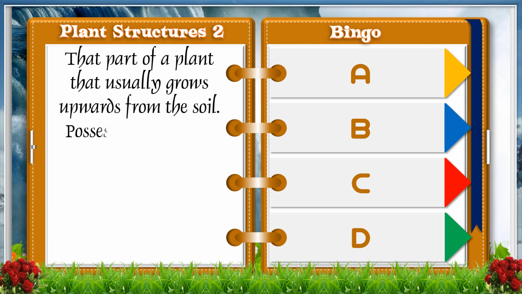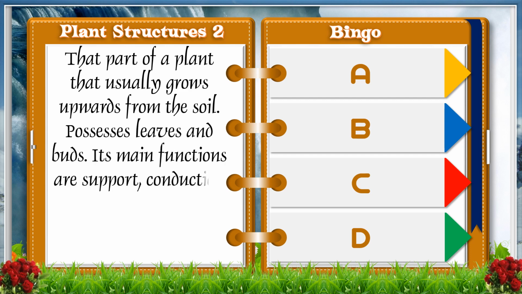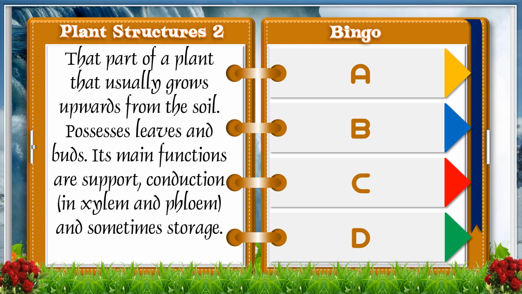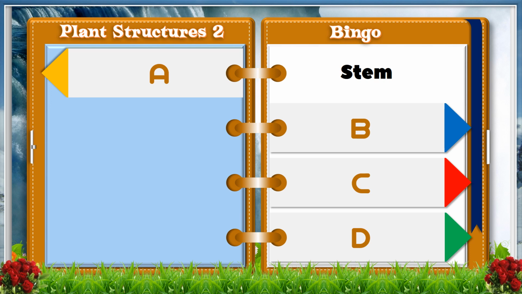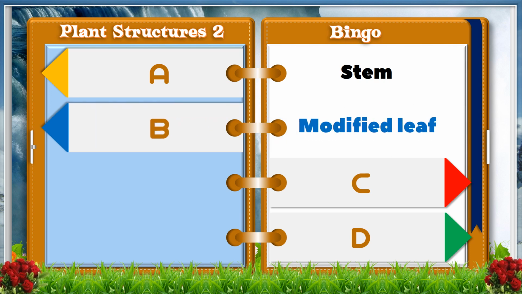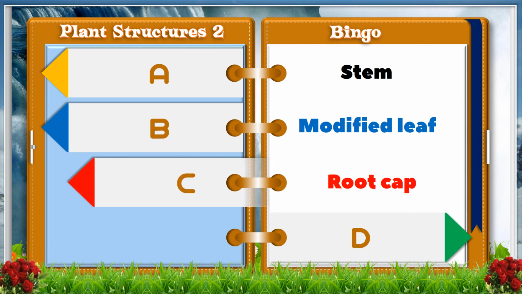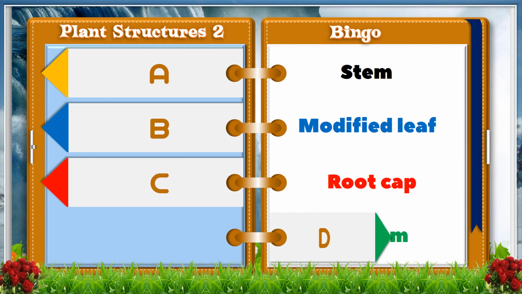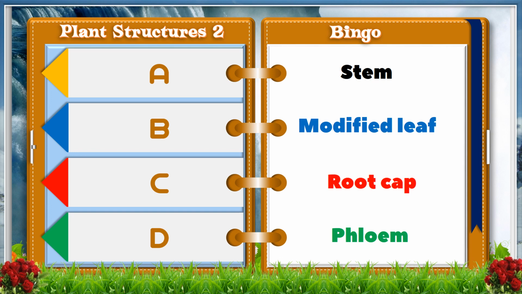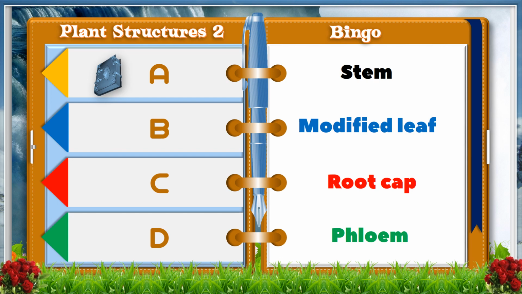That part of a plant that usually grows upwards from the soil, possesses leaves and buds. Its main functions are support, conduction in xylem and phloem, and sometimes storage. A. Stem. B. Modified leaf. C. Root cap. D. Phloem. And the answer is A. Stem.